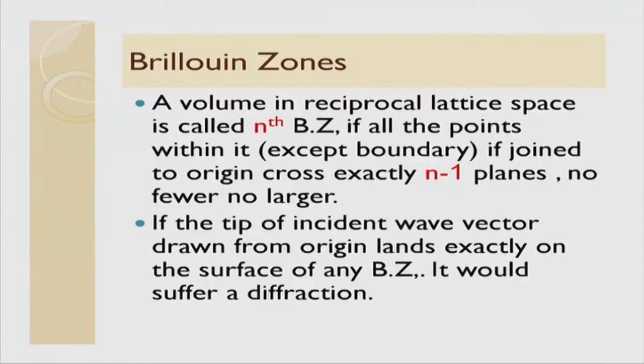Then, what is the significance of Brillouin zones? If the tip of the incident wave vector drawn from the origin lands exactly on the surface of any Brillouin zone, it will suffer a diffraction, otherwise not. It has to land exactly on one of the surfaces of the Brillouin zones. All right? So, let us draw a few Brillouin zones.